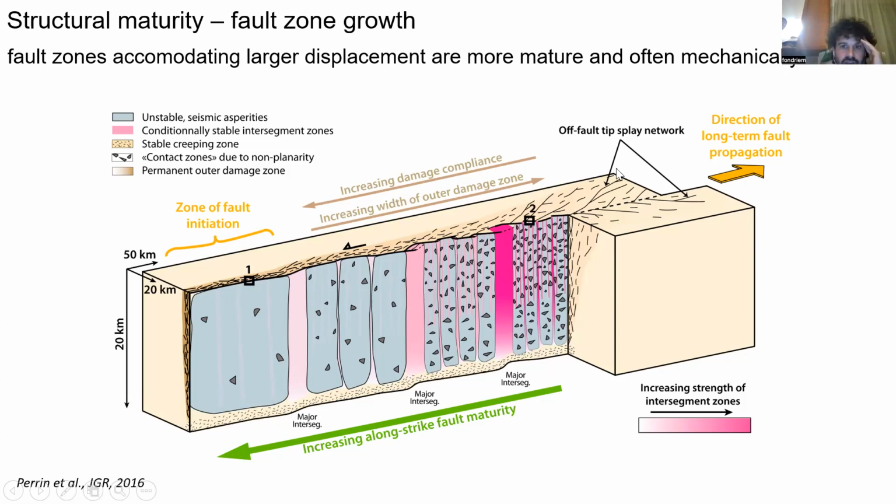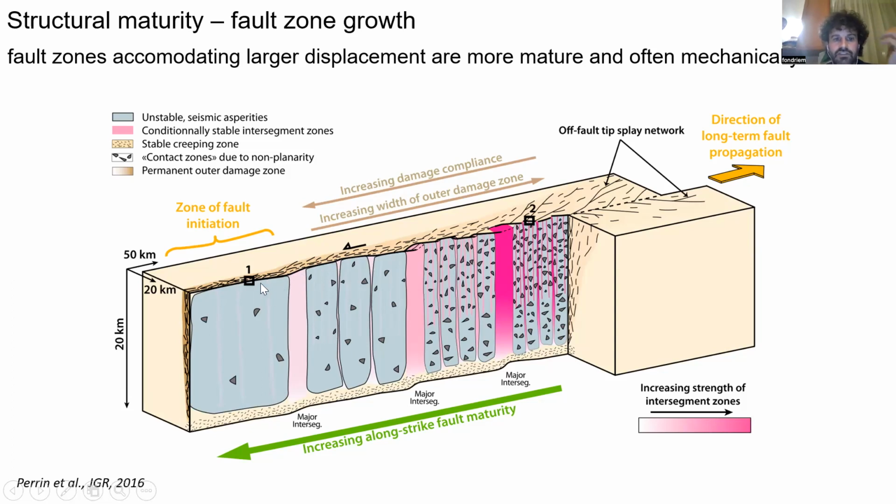And you can see that the structure of the fault is clearly changing with the change of structural maturity. Toward the tip of the fault, the fault is less mature, and you have a much larger damage zone, which is called a tip damage zone. Instead, this becomes narrower toward the more mature segment. And the other important point is that the fault core material will change.